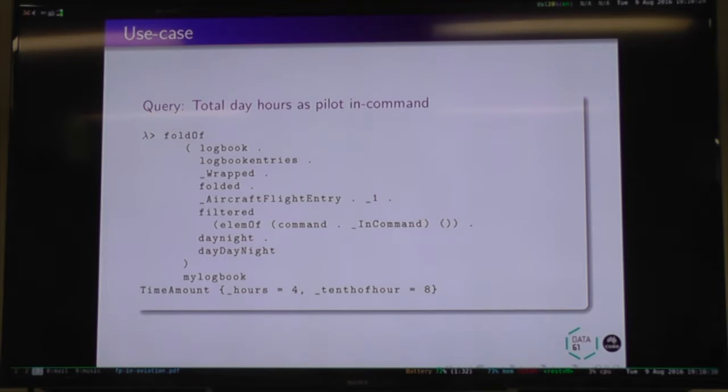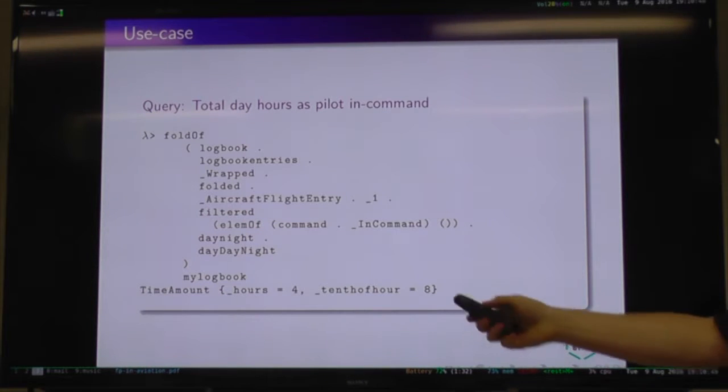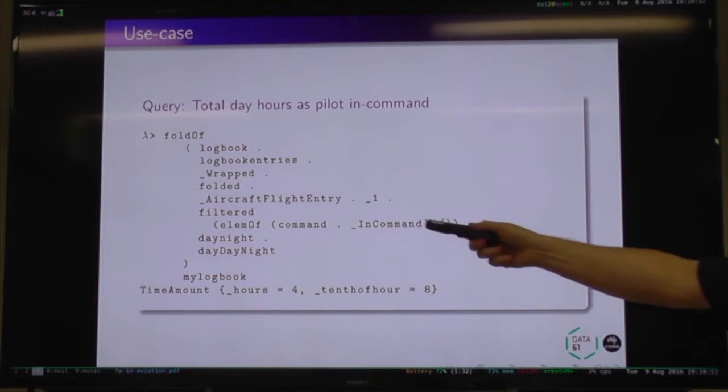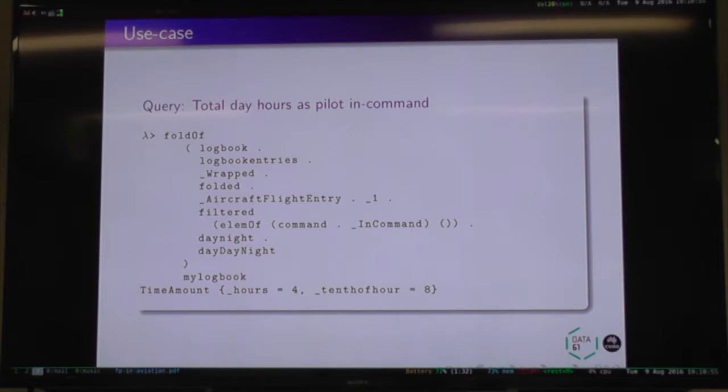Total day hours as pilot in command. When I first wrote this logbook software, I made a mistake of thinking day and night is a sum. It's actually a product. I could fly along at 5 o'clock, I'm still flying, it's now 7 o'clock. So I have day hours and night hours all in one flight. So basically this just says get the day component of the day and night component, in command, and so on. And it's 4 hours and 8/10 of an hour. Aviation is intensive now.